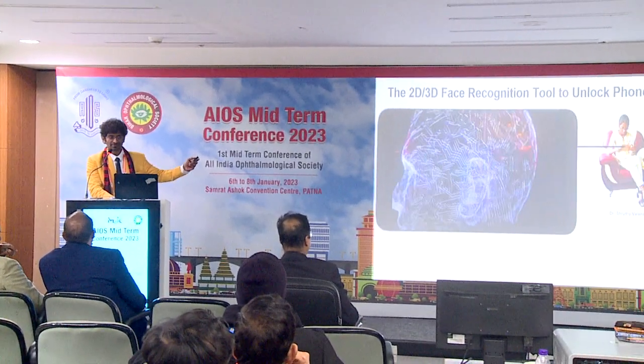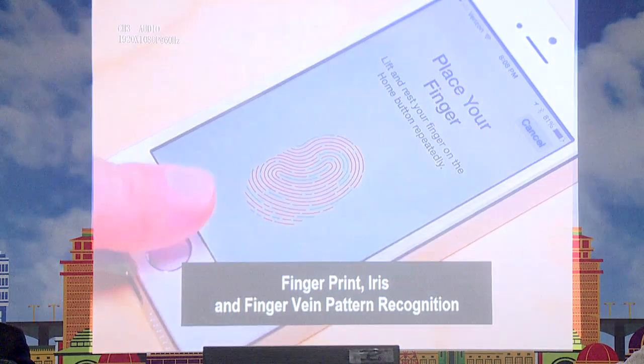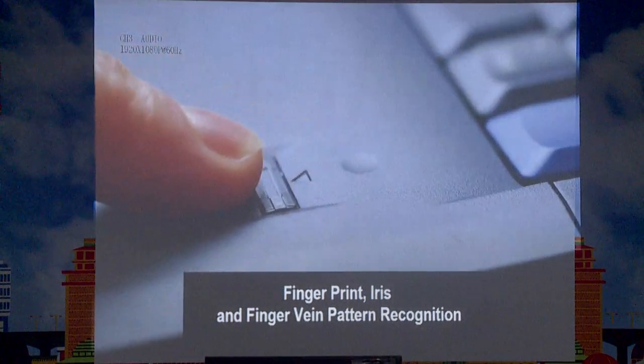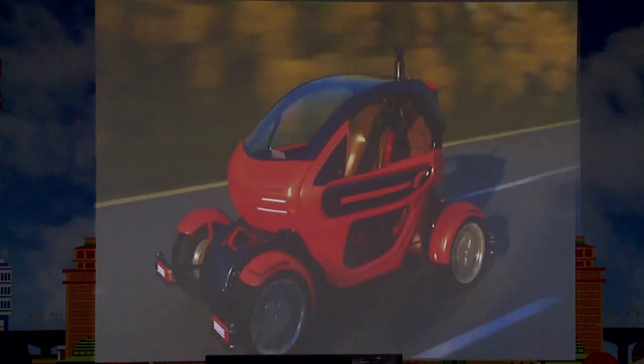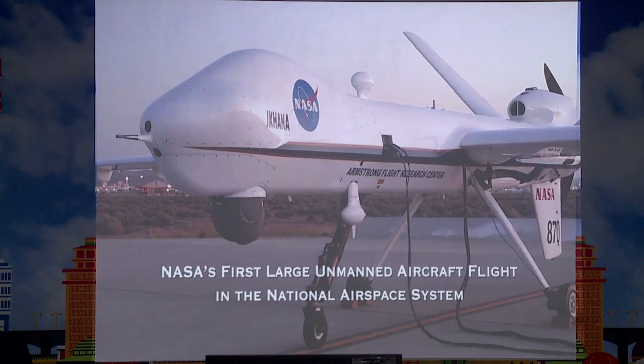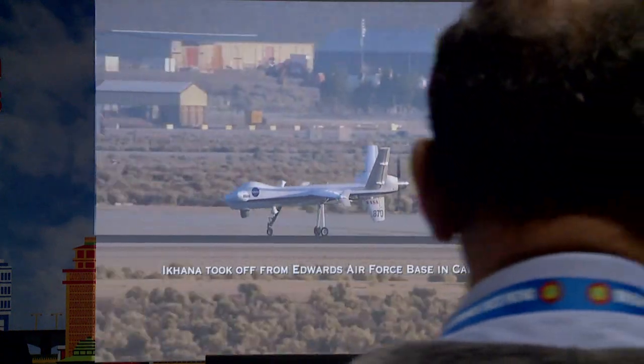So, for the next few minutes, we'll see artificial intelligence and augmented reality in glaucoma. Is it hype, or is it something real? Yes, my dear friends, it's real and it is happening. It started right from the 2D and 3D face recognition that we started using to unlock our smartphones. And slowly we had the fingerprint and finger vein patterns, the iris pattern, and then came the first unmanned car, which was recently launched, and NASA launching the first unmanned flight in the National Aircraft System.